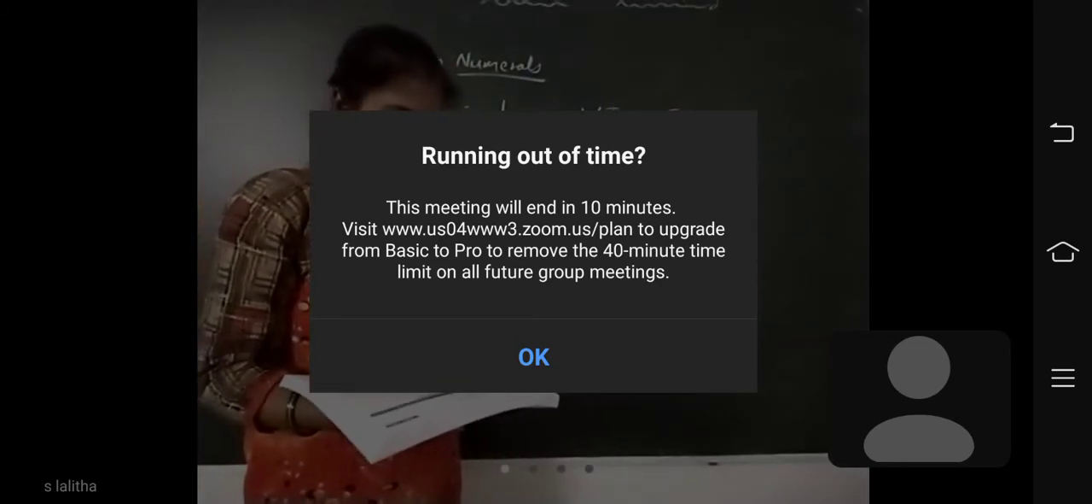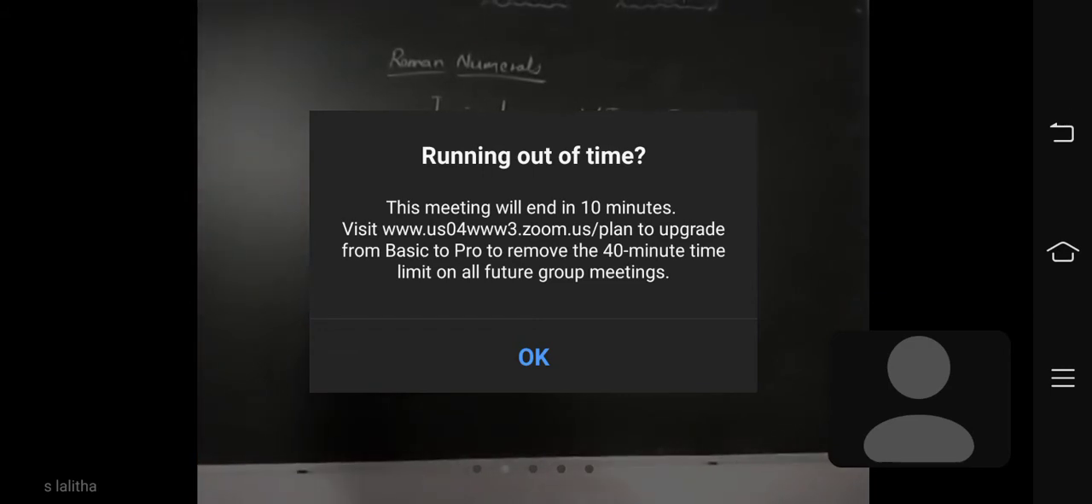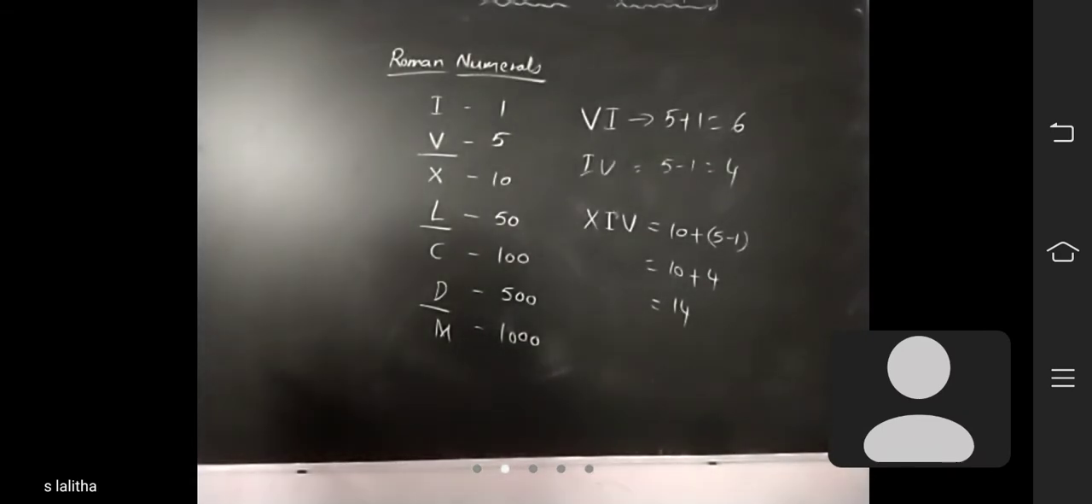Roman numerals do not follow the place value system. There is no Roman numeral for 0. So there is no Roman numeral for 0, children.